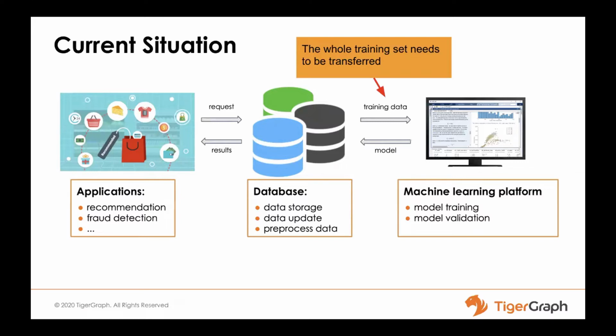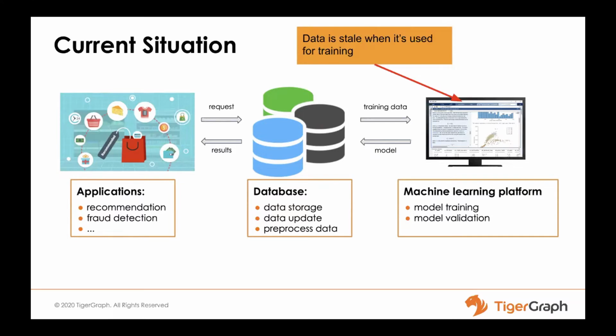And then after the model is learned and validated, they import the model parameters back to the database or some server to activate the model. So when it's time to refresh the model with the latest data, the whole process has to be started over again. And let's take a closer look at how the data journey looks. At the beginning, the training data is extracted and transformed to the machine learning platform.